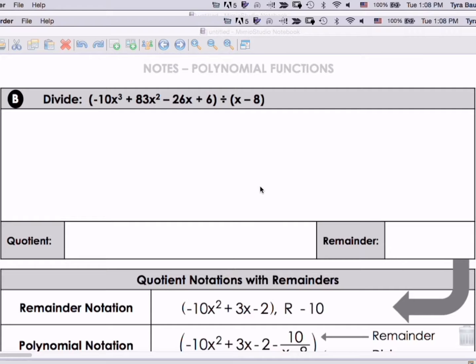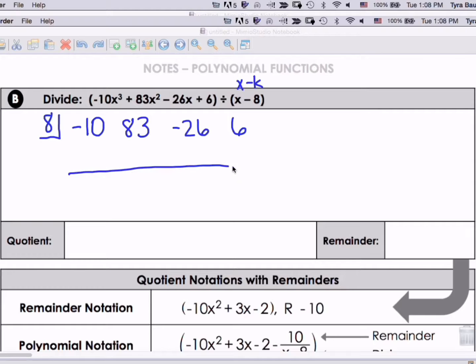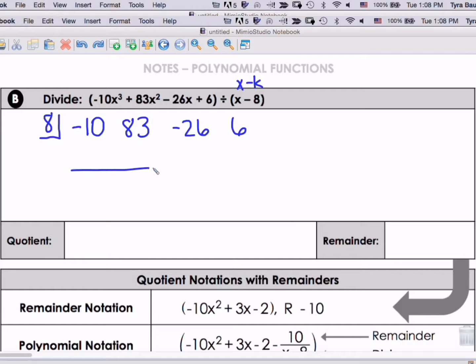Now that we know the steps, and you're going to have to refer back to them until you get the hang of it, I'm going to do letter B with you. So the first thing is I need to find my k, and it's x minus k, so it's going to just be 8. Then I'm going to write my leading coefficients. So I have negative 10, 83, negative 26, and 6. I'm going to leave space because I know I'm going to put some numbers here.